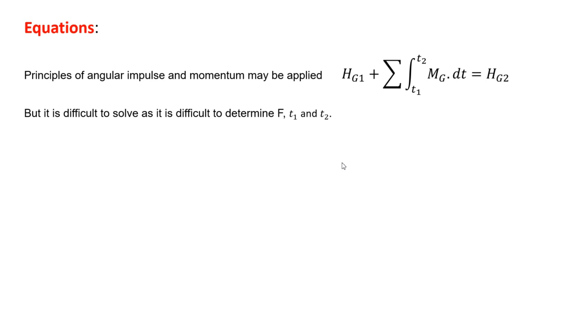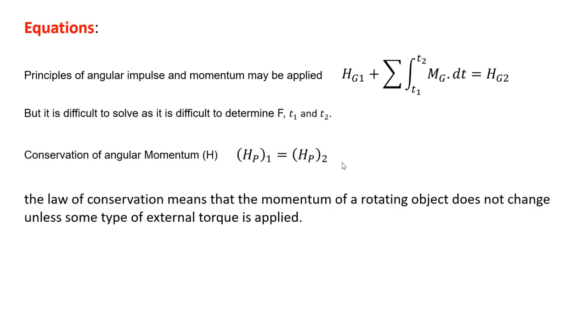So Hg1 plus the sum of the moments integrated from time 1 to time 2 with respect to delta t is equal to Hg2. The problem makes it difficult to find any values for the forces or time 1 and time 2. So again, we ignore that and go directly to the conservation of angular momentum, where HP1 is going to be equal to HP2.